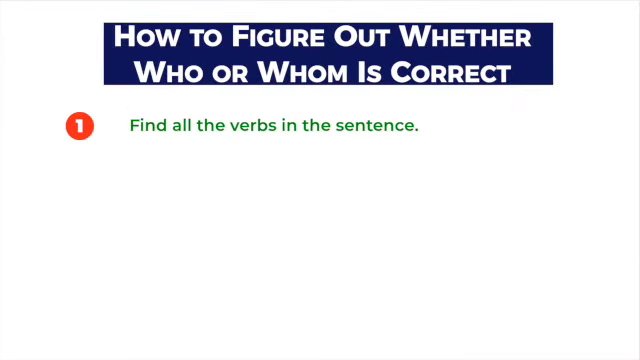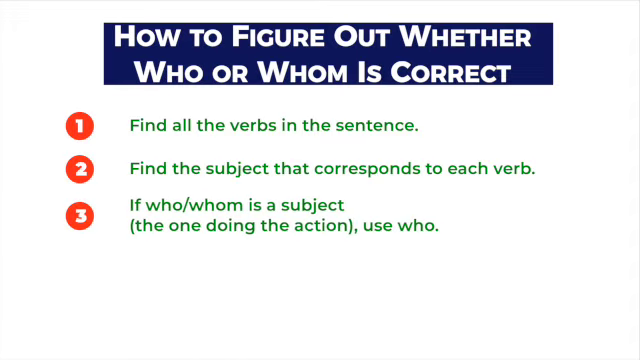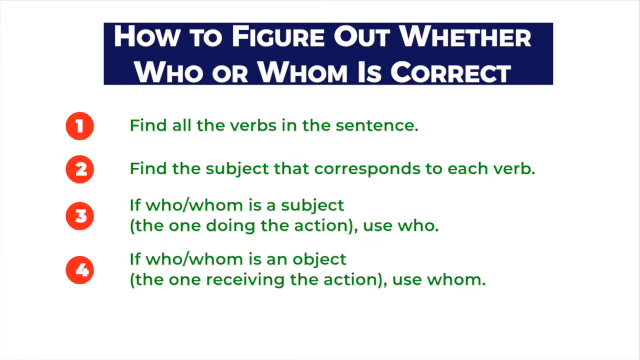Trick number 2. 1. Find all the verbs in the sentence. 2. Find the subject that corresponds to each verb. 3. If who is a subject, the one doing the action, use who. 4. If whom is an object, the one receiving the action, use whom.